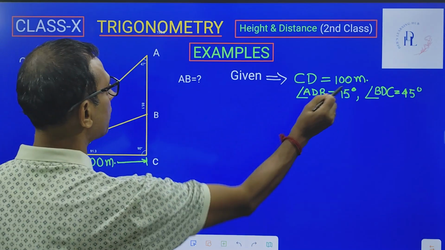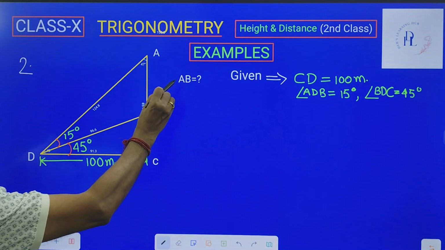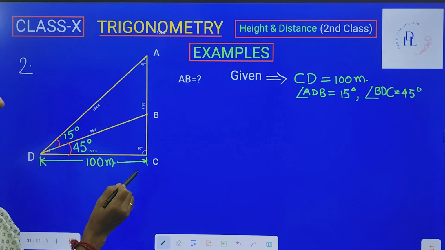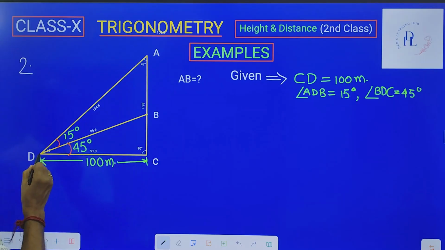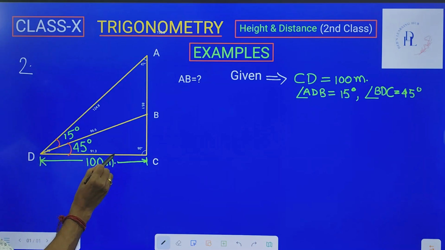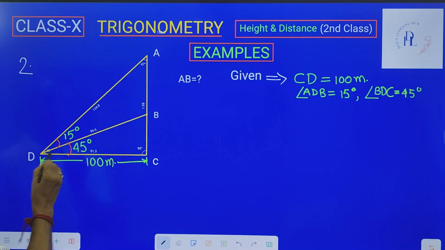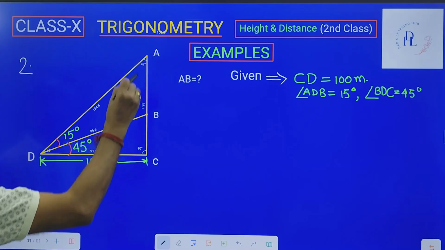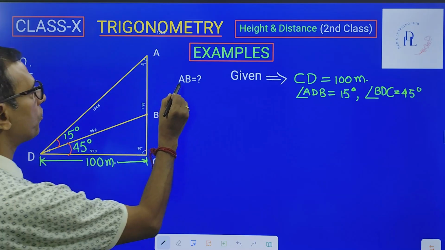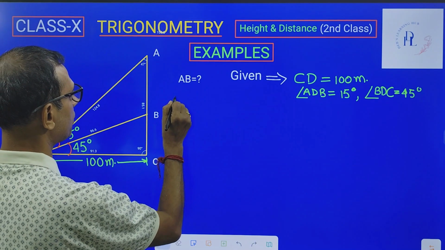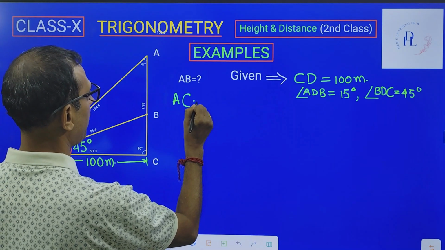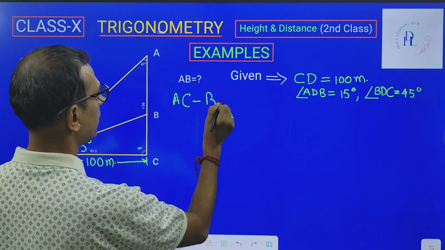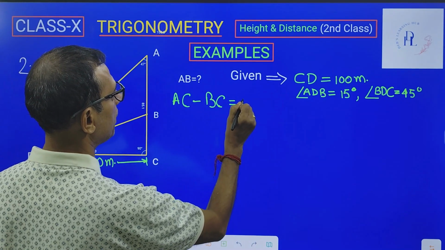So here these are the given values. What you need to find out is the value of AB. Just try to understand. From right-angled triangle ACB, the base CD is given and AC is the perpendicular. CD is already given, but AC is not. To find AB, you need to find AC minus BC, that is equal to AB.